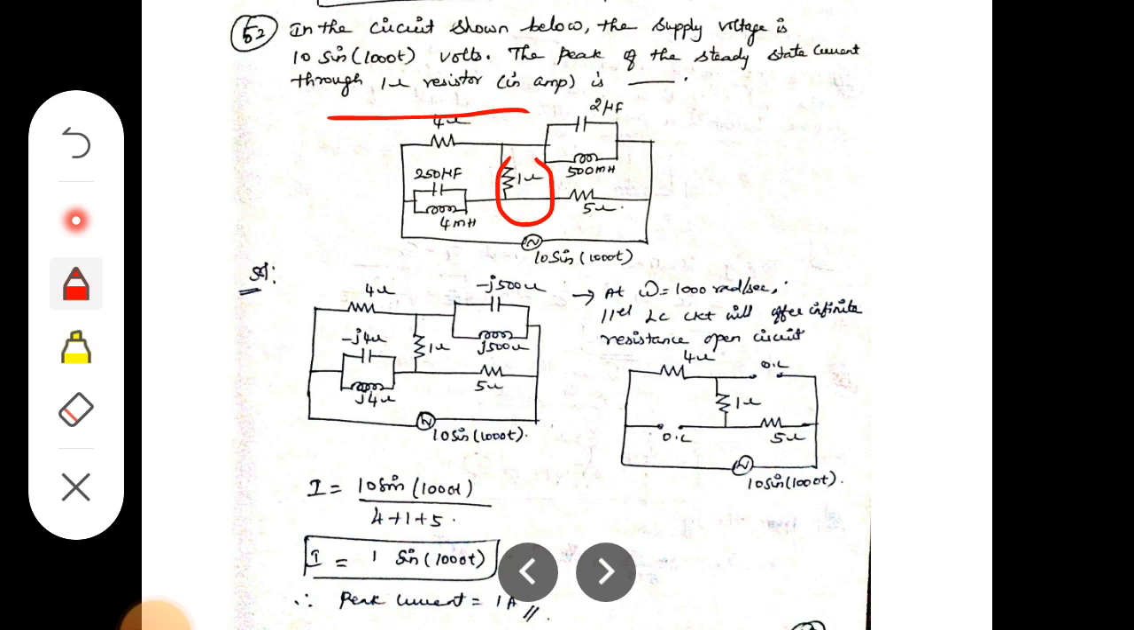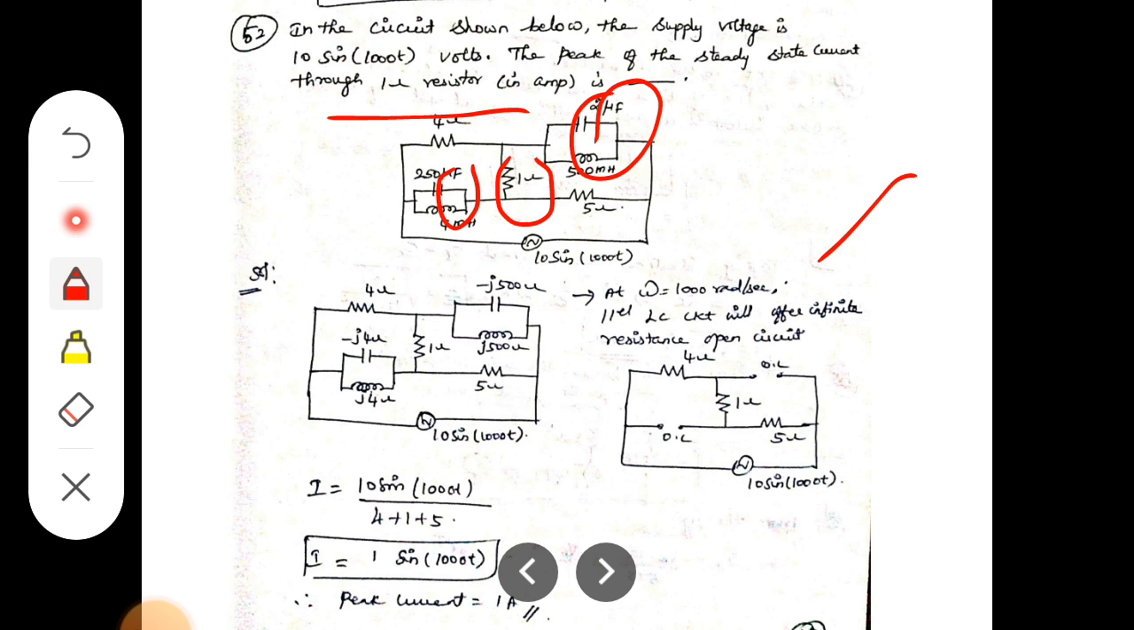Here sine omega t is equal to sine 1000t, that is omega is equal to 1000 radian per second. Then a parallel LC circuit will offer infinite resistance, that is, an open circuit. So this LC circuit offers infinite resistance, so it will be open. Similarly here an LC circuit is there, so here also both are open.